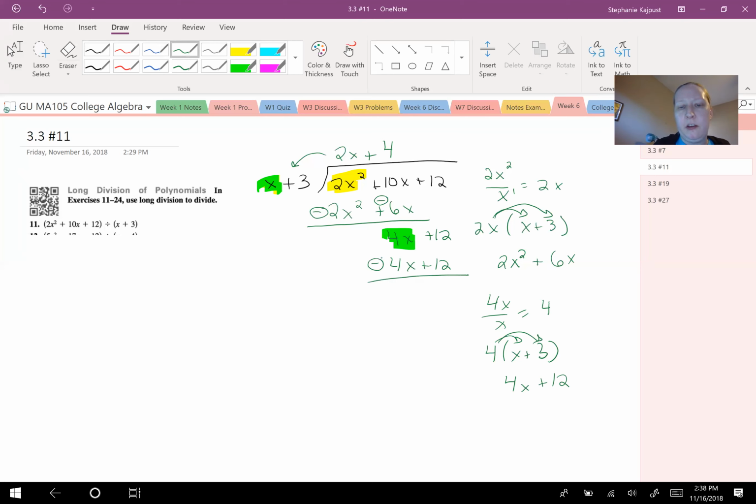And now I change my signs, and then I combine them. So 4x minus 4x is 0, 12 minus 12 is 0. So if we get 0, that means there's no remainder. So your answer for the long division is what is on top here, the 2x plus 4.